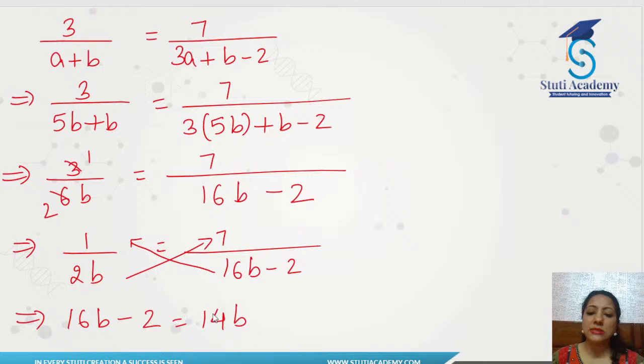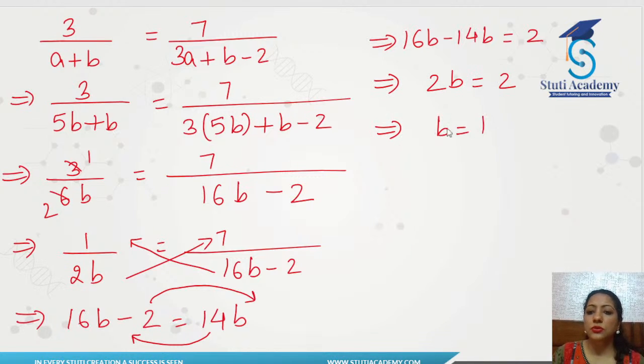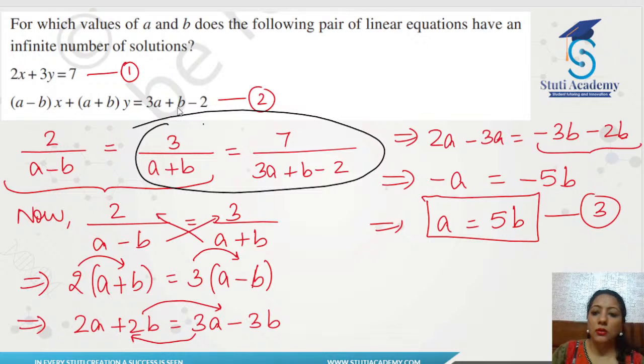This is a linear equation in a single variable, that's b. We'll solve for b here. This 14b we are going to take on the other side, it will become minus 14b. Minus 2 we are going to take on the right hand side, it will become plus 2. So we will have 16b minus 14b is equal to 2. That is 2b is equal to 2, and then finally we have b is equal to 1. Now we've got the value of b is equal to 1. We are going to go back to the first equation and put b is equal to 1 here. So when we put b is equal to 1, we will get a as 5 into 1, that's 5 itself.